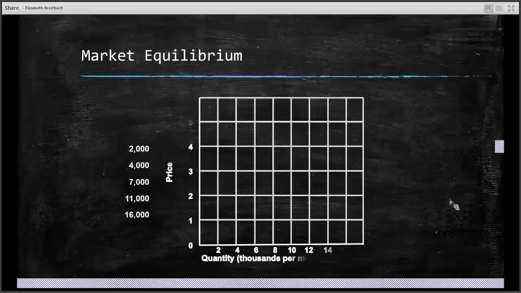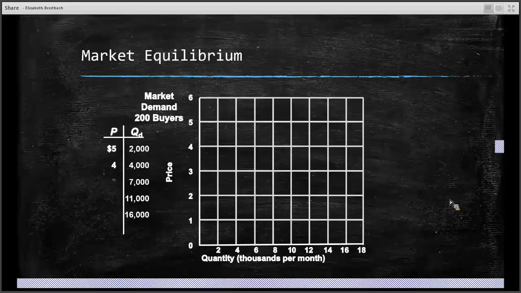All right, so let's go through an example here. So we have some buyers, and we can start to build that demand curve. At a price of $5, we have a quantity demanded of 2,000. At a price of $4, the quantity demanded is 4,000. At $3, it's going to be 7,000. At $2, it's 11,000. And at $1, it's 16,000.